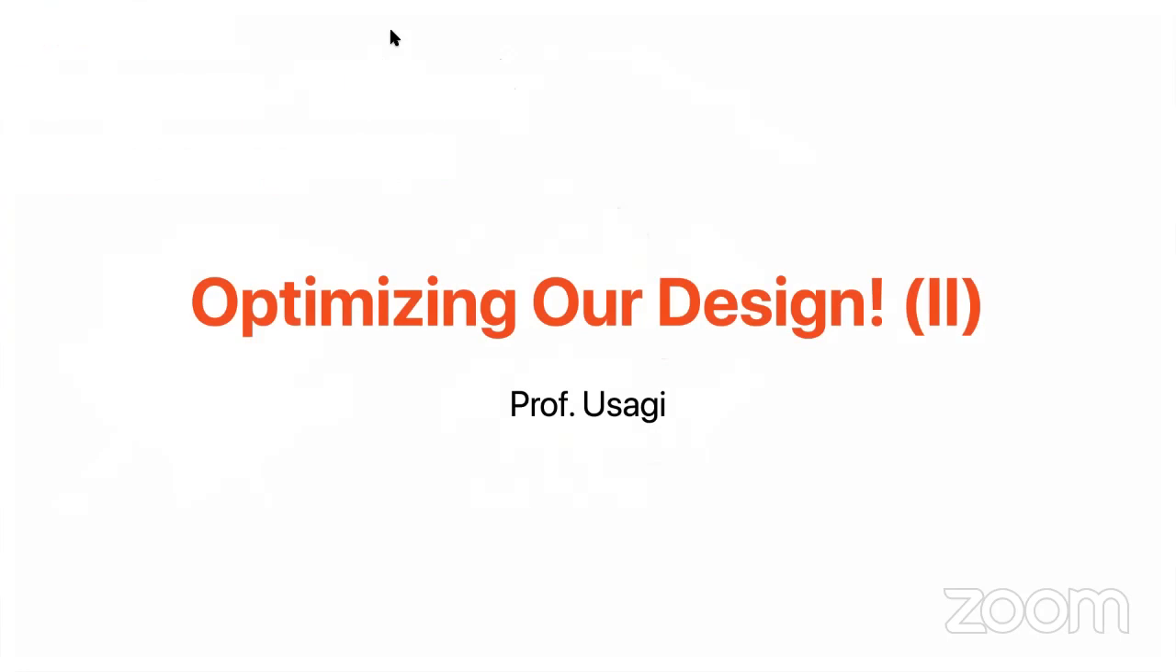Glad to see you again in EECS120A. So today we are going to continue our discussion on how to optimize our design. And the technique that we are going to talk about is not really complicated. It's just a simple tool called Karnaugh map that tries to help us simplify a given Boolean expression.